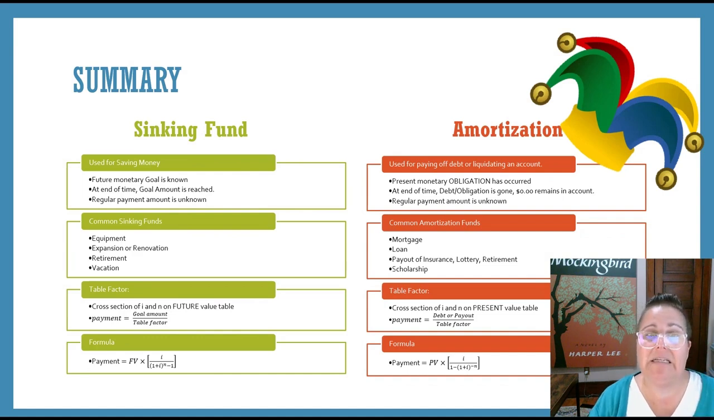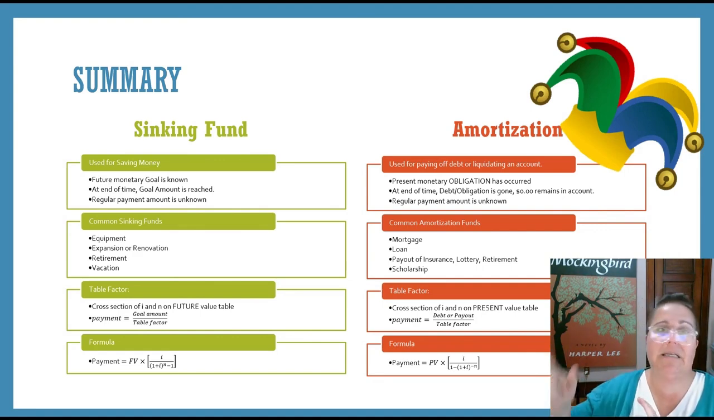You can find the amortization payment by using the present value annuity table. If you take that obligation, debt amount, or payout and divide it by the table factor. Or you can use the formula, where you use the present value, that is the current debt, obligation, or payout, multiplied by i divided by a denominator of 1 minus (1 plus i) to the negative n.